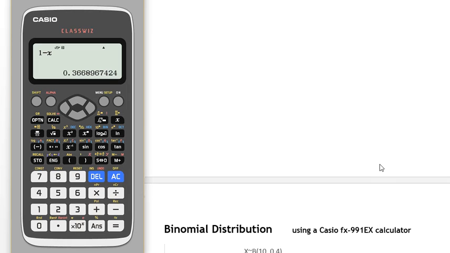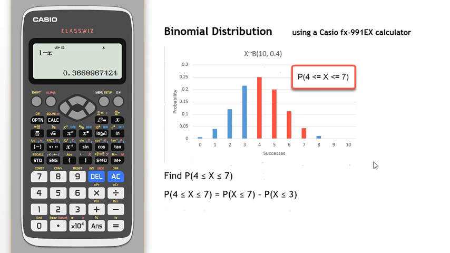And our final example, we'll look at a region that's not at the top or the bottom, but somewhere towards the middle. So I want to find the probability that X is between 4 and 7 inclusive. And what I'm going to do here is find the probability that X is less than or equal to 7, which will give me all the way up to there, and then take off the probability X is less than or equal to 3.